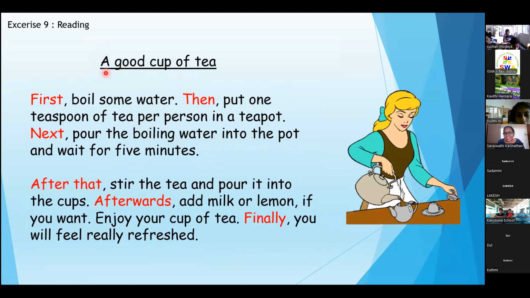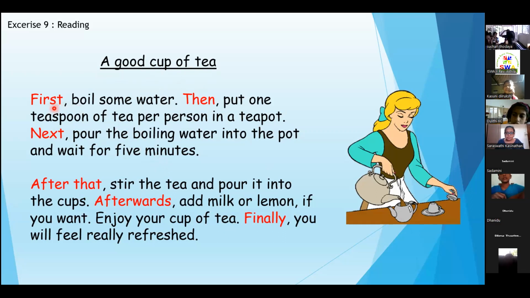Yes, you love tea, right? Okay, good. All right. What's the title of this story? A good cup of tea. A good cup of tea. Excellent. All right. So let's see the recipe, the procedure of making a good cup of tea. And we have used words like first, then, next, after that, afterwards, finally. So these words help to put the whole story in sequence for us. Right. Can you read?